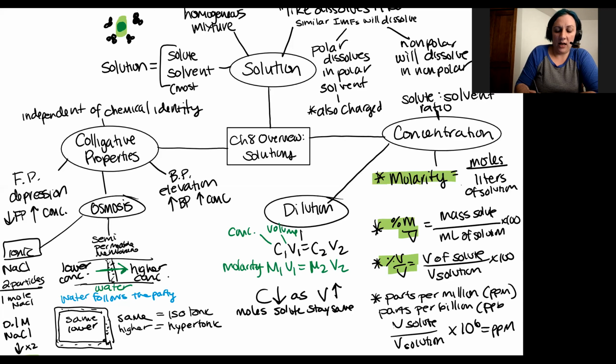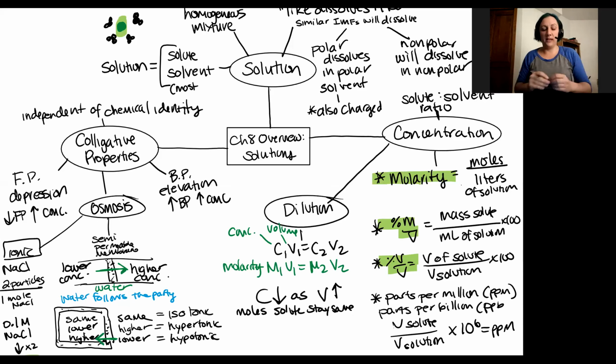If we have a higher concentration inside the cell and a lower concentration outside the cell, then we have a hypotonic solution. When we have a hypotonic solution, water goes into the cell and the cell will expand. If we put the cell in a hypertonic solution, with a higher concentration outside, then water will travel from inside the cell to the outside to try to dilute that higher concentration, and the cell will shrivel up. And it won't change if it's the same.